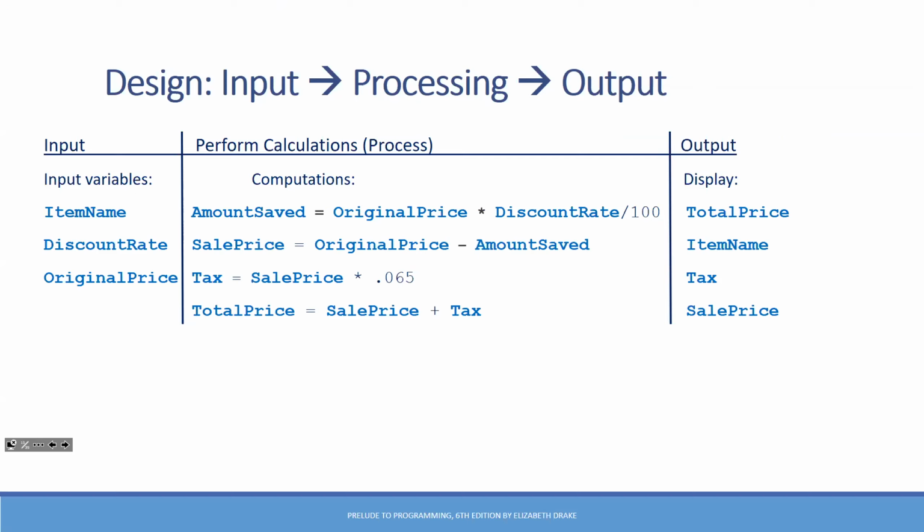I can tell where all of my output fields are coming from, how they're calculated, and what I'm having as input. So this IPO chart is a really nice way to organize everything so that we can see it all on one page and know exactly what we have going on in this program.